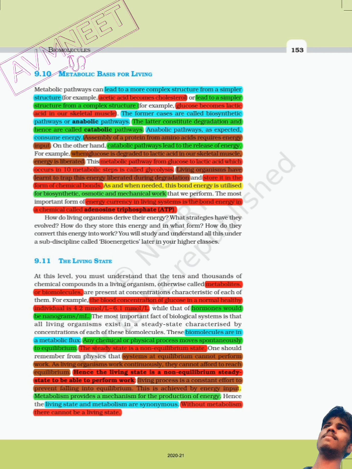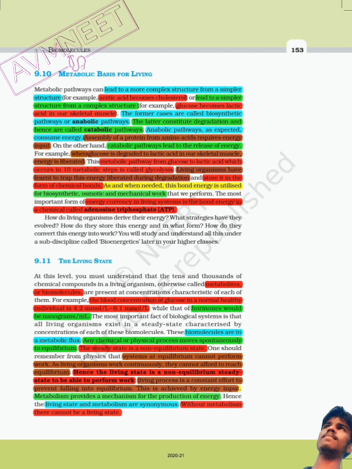9.10 Metabolic basis for living. Metabolic pathways can lead to a more complex structure from a simpler structure, or lead to a simpler structure from a complex structure. The former cases are called biosynthetic pathways or anabolic pathways. The latter constitute degradation and hence are called catabolic pathways. Anabolic pathways, as expected, consume energy.